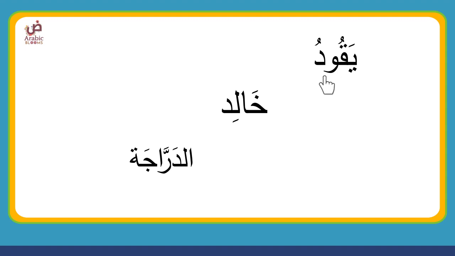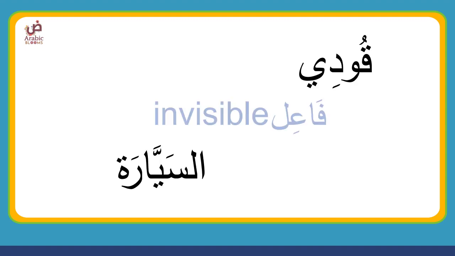So let's form our simple sentence, and you will continue forming your own simple sentences. يقود, he drives. يقود خالد الدراجة. فعل, فاعل, and مفعول. يقود خالد الدراجة. Small simple sentence. You can say this in the past. قاد خالد الدراجة. Now with the command tense. قودي, the فعل here is invisible. قودي was supposed to be أنتِ. السيارة. قودي السيارة.